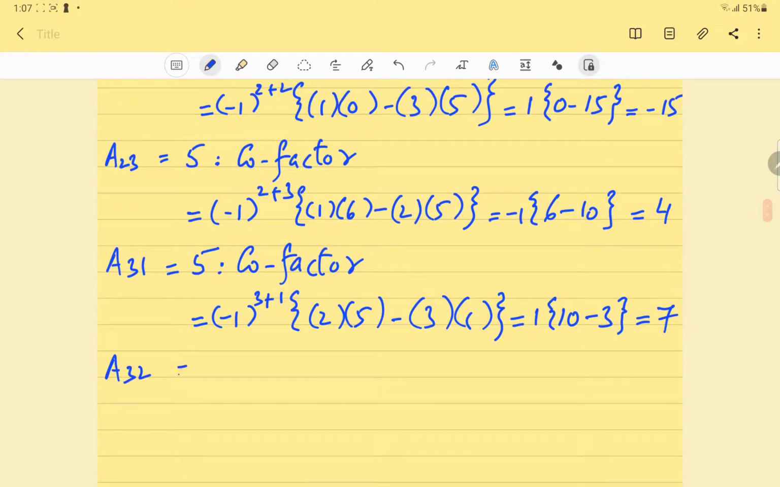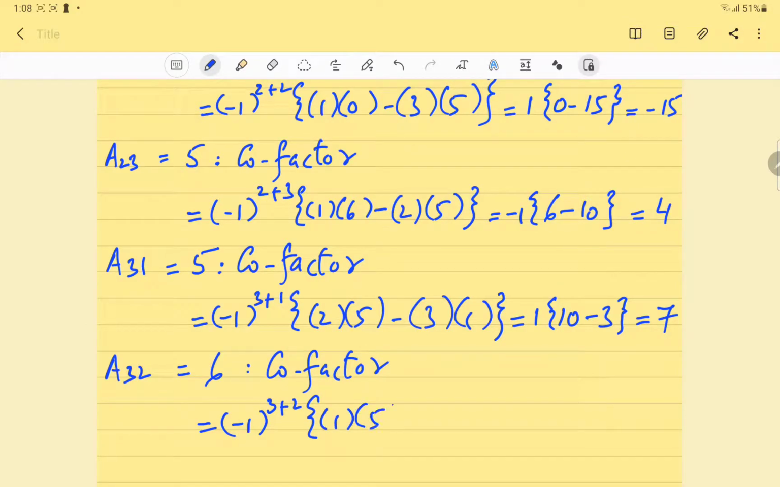Then comes a32. a32 is equal to 6. So the cofactor is equal to minus 1 raised to power 3 plus 2 into 1 into 5 minus 3 into 0. Minus 1 raised to power 5 is minus 1. 1 into 5 is 5 minus 0. Five minus 0 is 5 into minus 1 is minus 5.